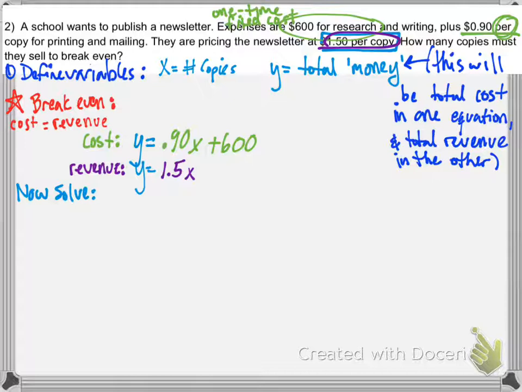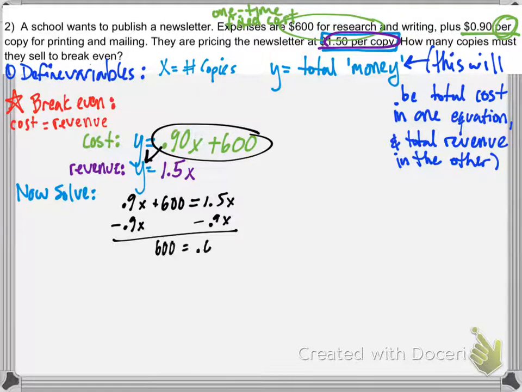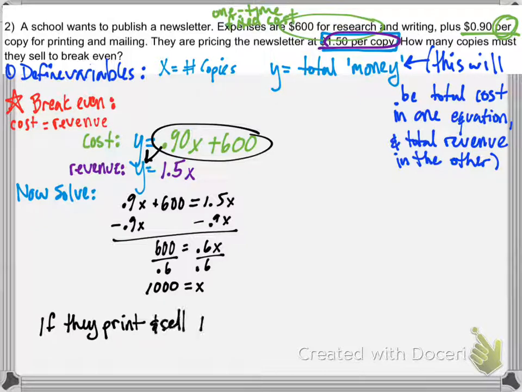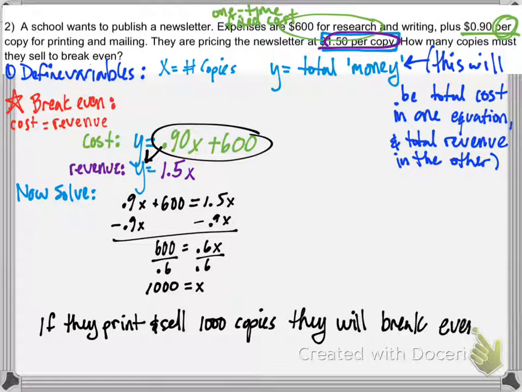So now we want the break-even point. We find when these are equal. So we use the substitution method, set these equal to each other, and solving that gives us 1,000 equals X. X stands for number of copies. So if they print and sell 1,000 copies, they will break even.